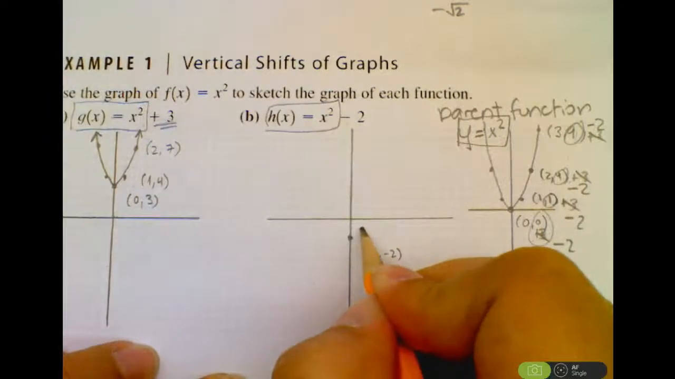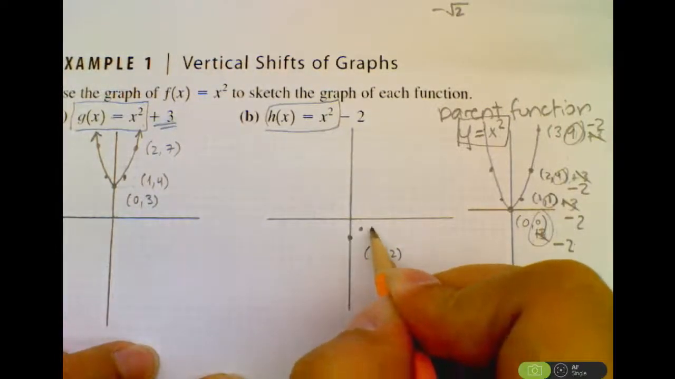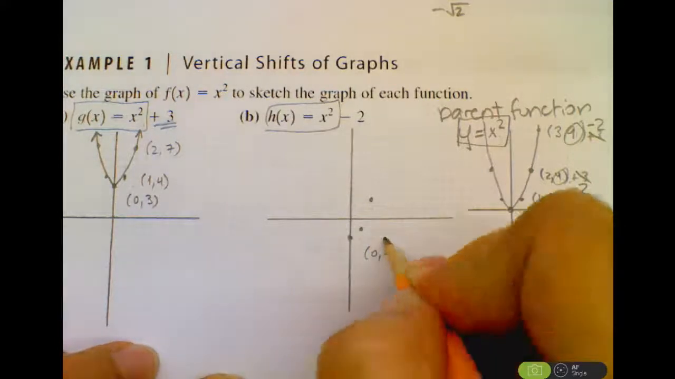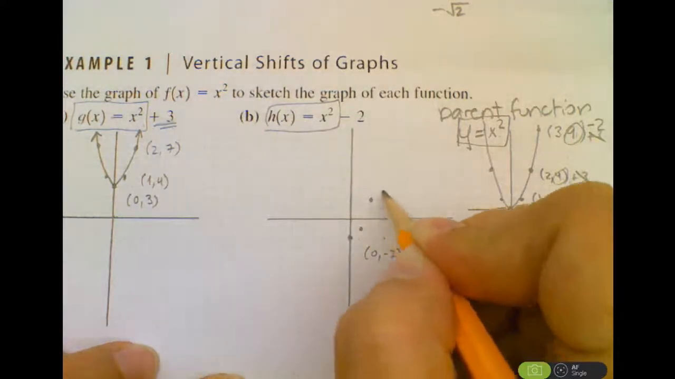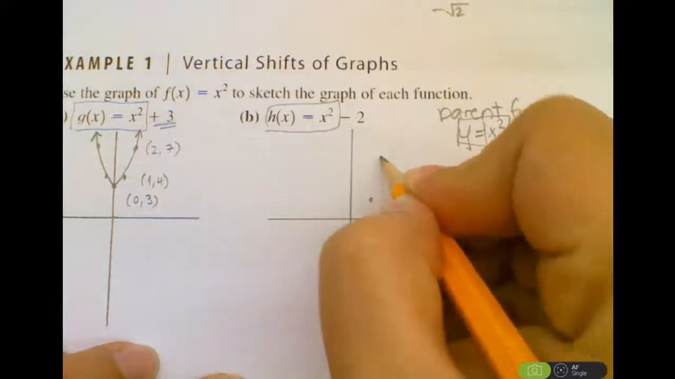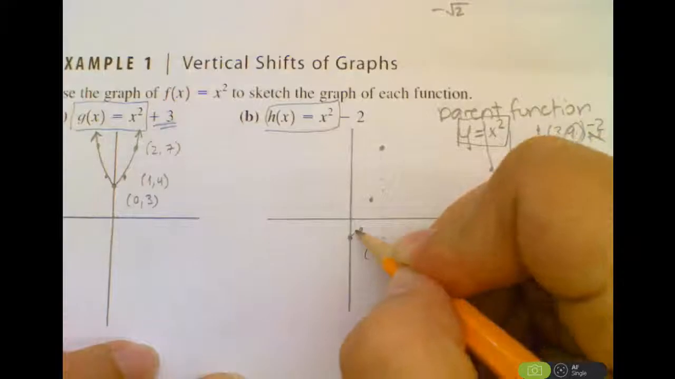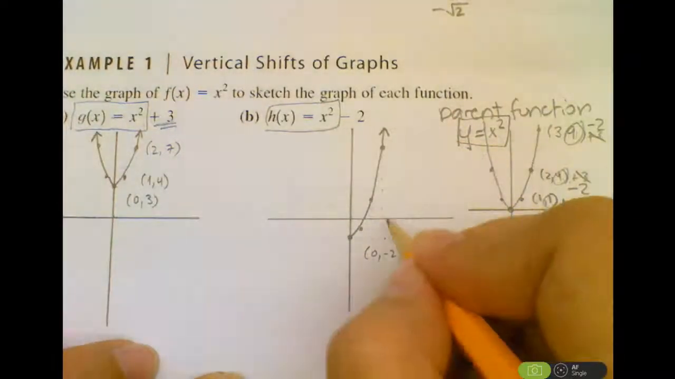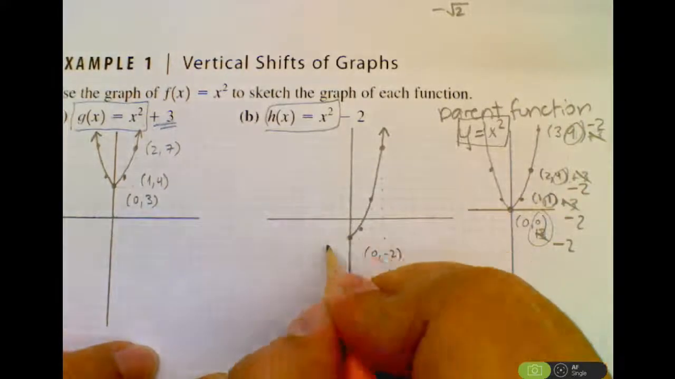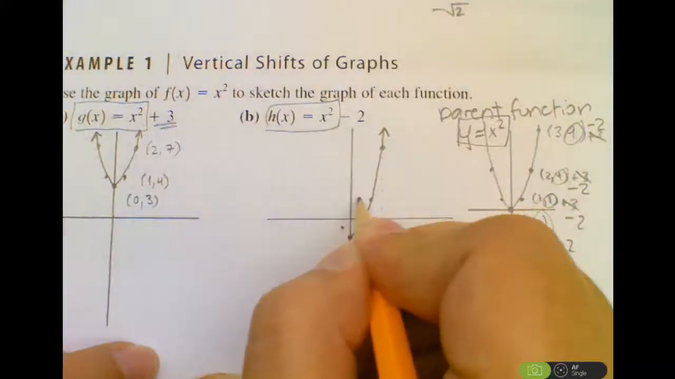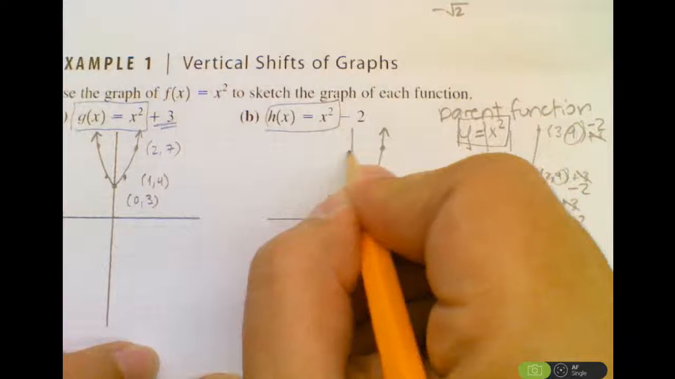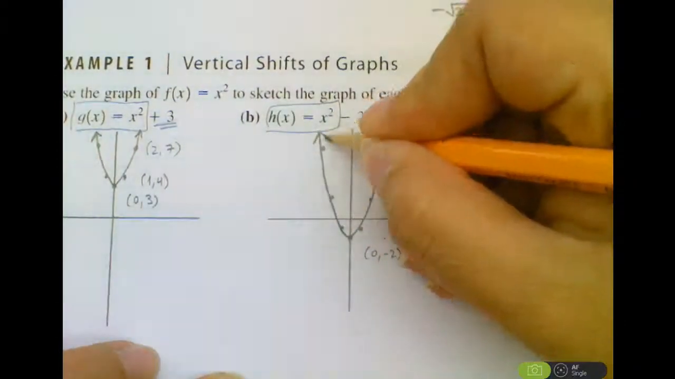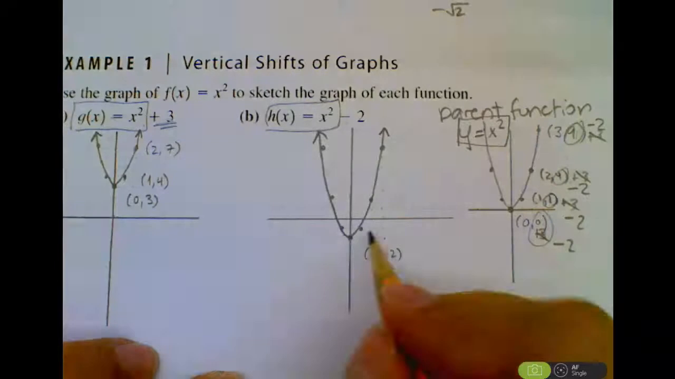And then I know the points: 1 over, 1 up; 2 over, 4 up; 3 over, 9 up. I can graph all those points because I know what the pattern is for a parabola. And then I can do the same on the other side: 2 away, 2 away, 3 away, 3 away. So I have graphed a parabola with certain points that I know the coordinates of.